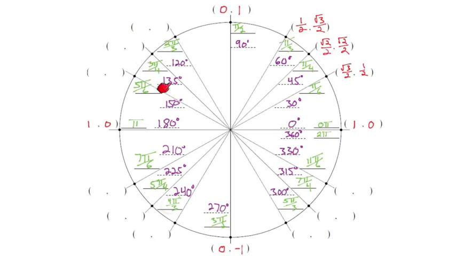Think about this 135 right here. It's opposite to 45. It has the same y-coordinate, doesn't it? It'll have the same y-coordinate at this point. And it's the same distance to the left. It would just have a negative x-coordinate.